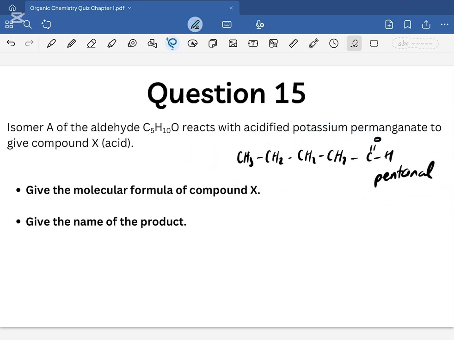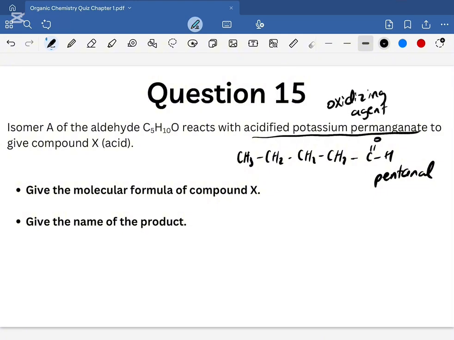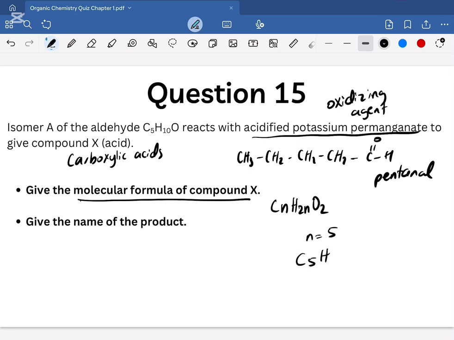is going to react with the acidified potassium permanganate, which is actually an oxidizing agent. It's going to oxidize the pentanal and make it a carboxylic acid, as aldehydes are oxidized into carboxylic acids. Give the molecular formula of compound X, which is the carboxylic acid. Now carboxylic acids have the general formula CnH2nO2. So for n equal to 5, it's going to be C5H10O2. We're going to add an oxygen as the aldehyde is oxidized.